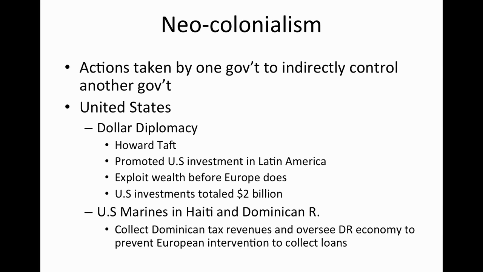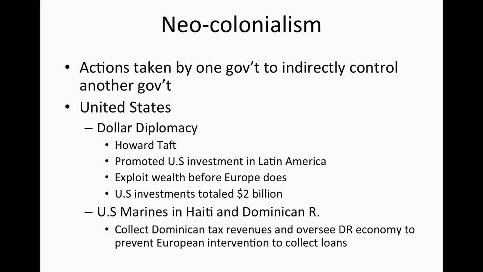Neo-colonialism. So neo is kind of new. So the United States also was in the business of colonialism. It goes back to the annexation of Hawaii and the annexation of the Philippines, the acquisition of Cuba and Puerto Rico during the Spanish-American War, the building of a canal. All of those are great examples of American colonialism. But we weren't necessarily dominating foreign nations like India was, but we had a lot of influence. We were, in many cases, indirectly controlling those governments.